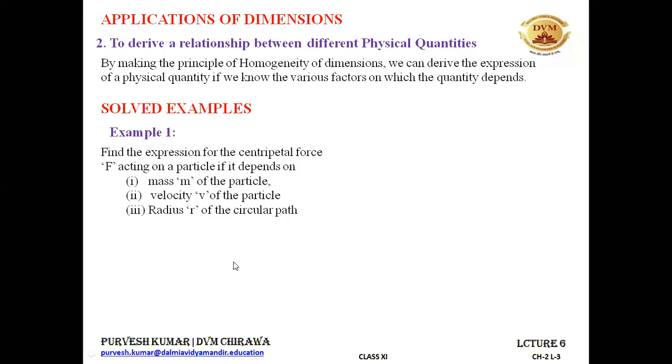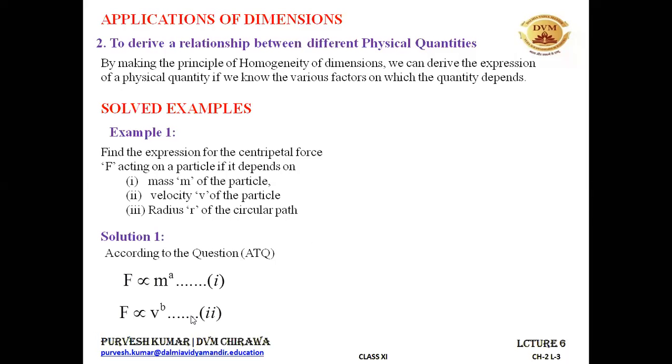All right. So first you have to write it like this. According to the question, F is proportional to m. We don't know whether it is proportional to m to the power 1 or 2 or 3 or half or minus half. This a can have any value. So we write F proportional to m to the power a. Again, we know that F depends on v, so F is proportional to v to the power b.